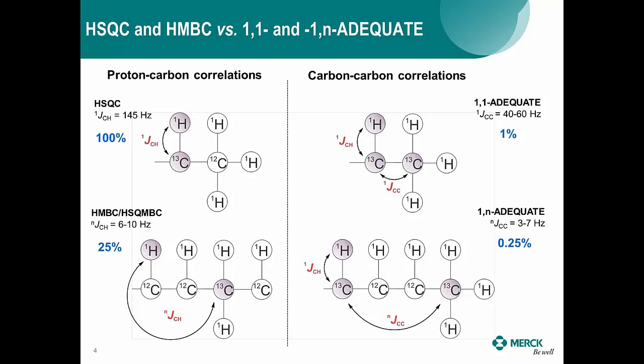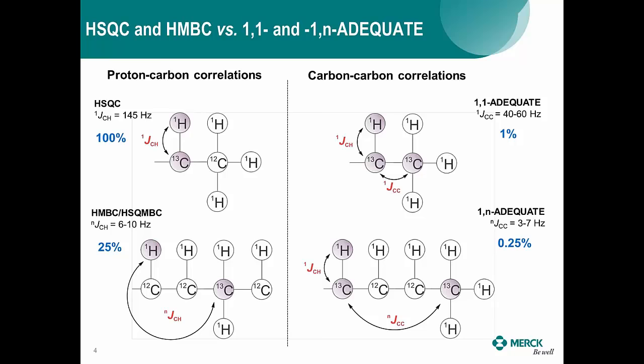And this is because of the difference between the one-bond proton-carbon coupling constant, which is at least 1 order of magnitude bigger than the N-bond proton-carbon coupling. That makes the delays in the HSQC pulse sequence shorter, and then basically the losses by relaxation are less important in the HSQC than in the HMBC. So this basically explains the difference in relative sensitivity of these experiments.